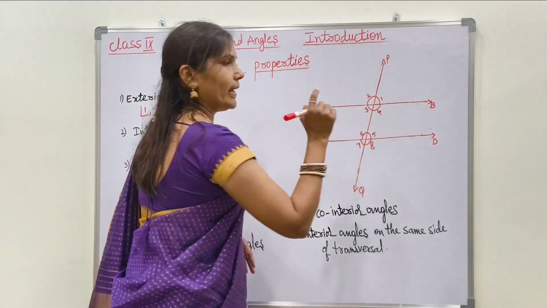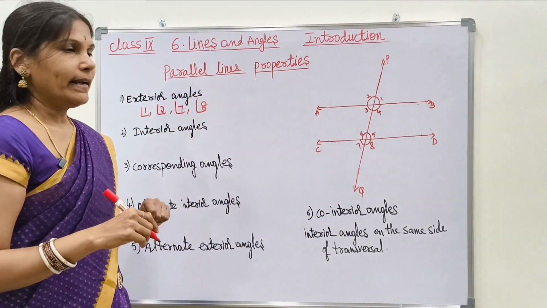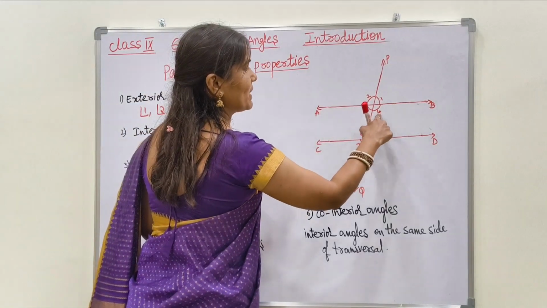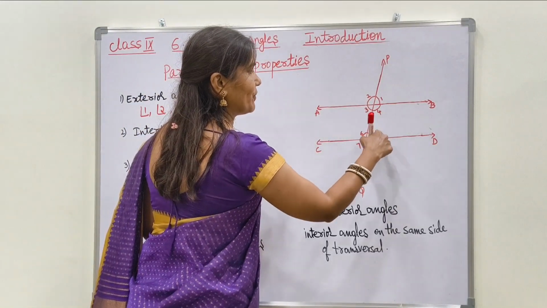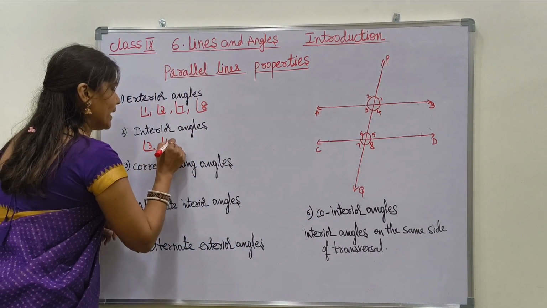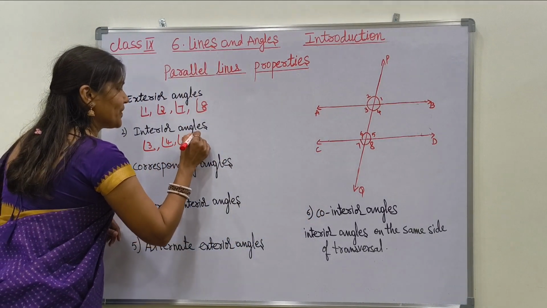1, 2, 7, 8. These are all the exterior angles. Next we will write here interior angles. Interior angles means inside angles. 3, 4, 5, 6. So what are the interior angles? Angle 3, angle 4, angle 5, angle 6.